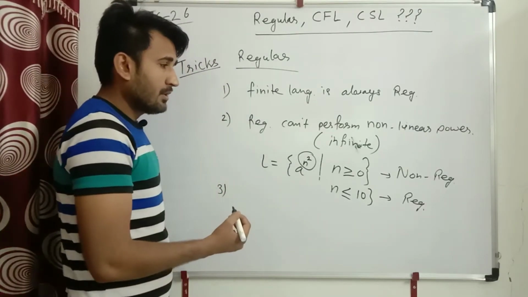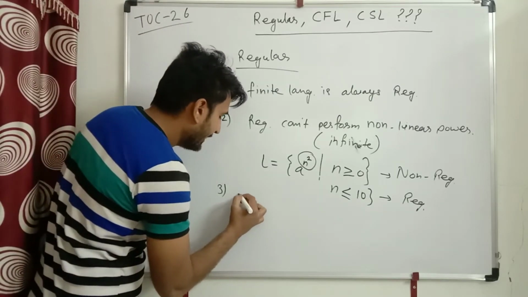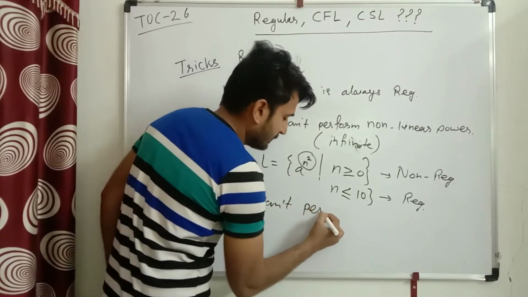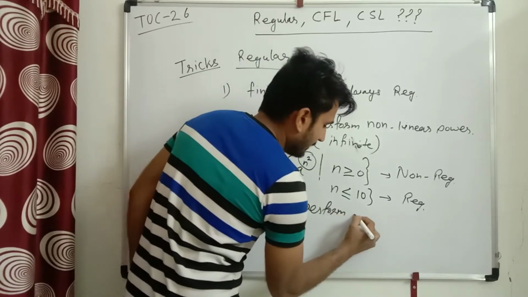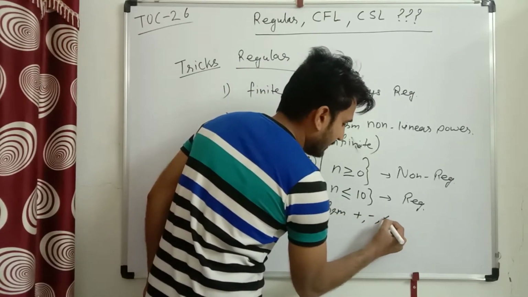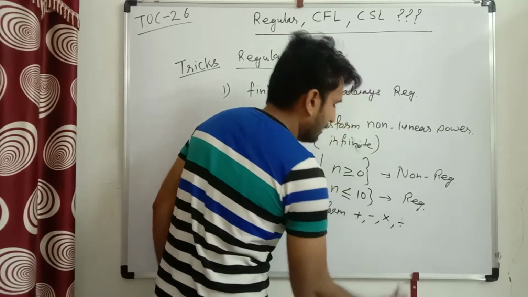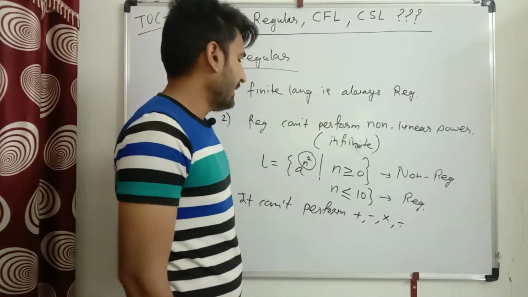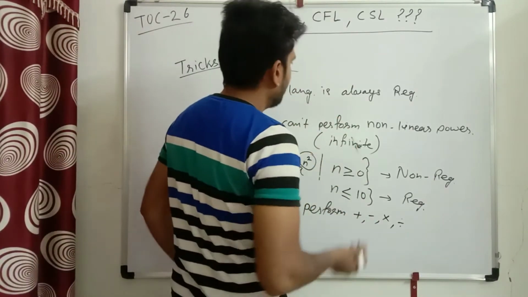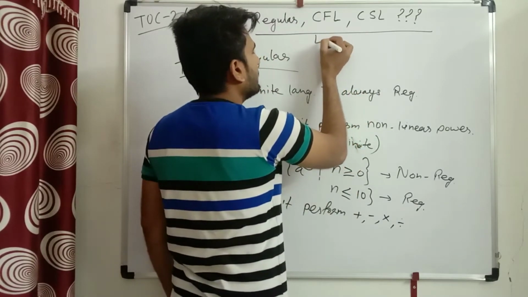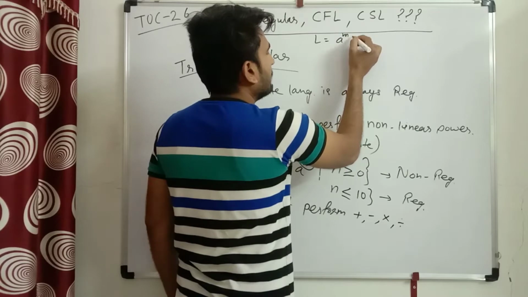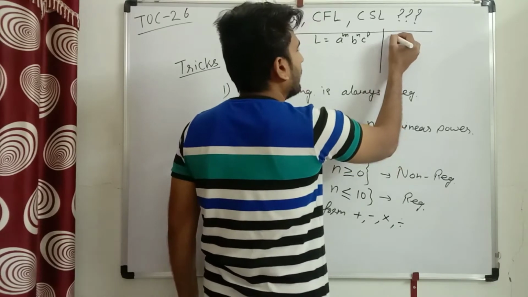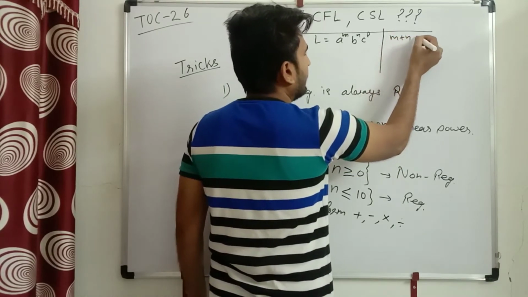Regular language can't perform operations like plus, minus, multiply and divide. I will tell you one example, and this will be clear afterwards. The language is a power m, b power n, c power p, where first, m plus n is equal to p.